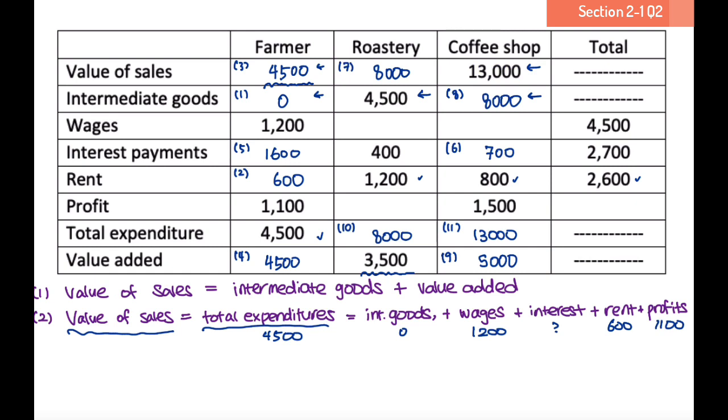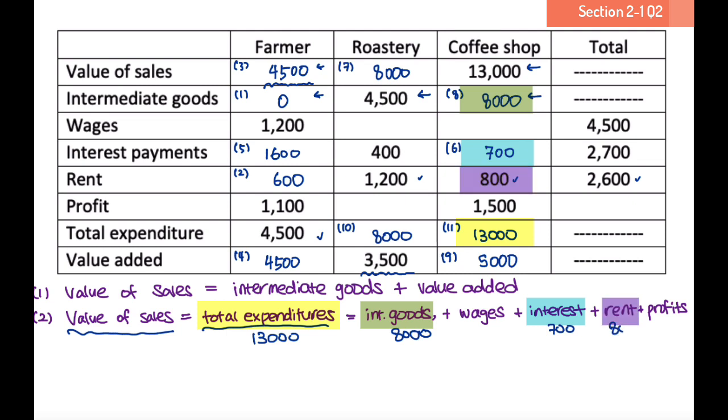Now we can figure out the coffee shop's wages because their total expenditure or value of sales is 13,000. They used 8,000 on buying intermediate goods, the bags of coffee from the roastery. They paid 700 in interest payments, 800 in rent, and they took profit of 1,500. So the rest probably went towards paying wages to their workers. So if you subtract 8,000, 700, 800, and 1,500 from 13,000, that's how you get the wages that the coffee shop paid. And if we do the math, we see that wages paid by the coffee shop is 2,000.